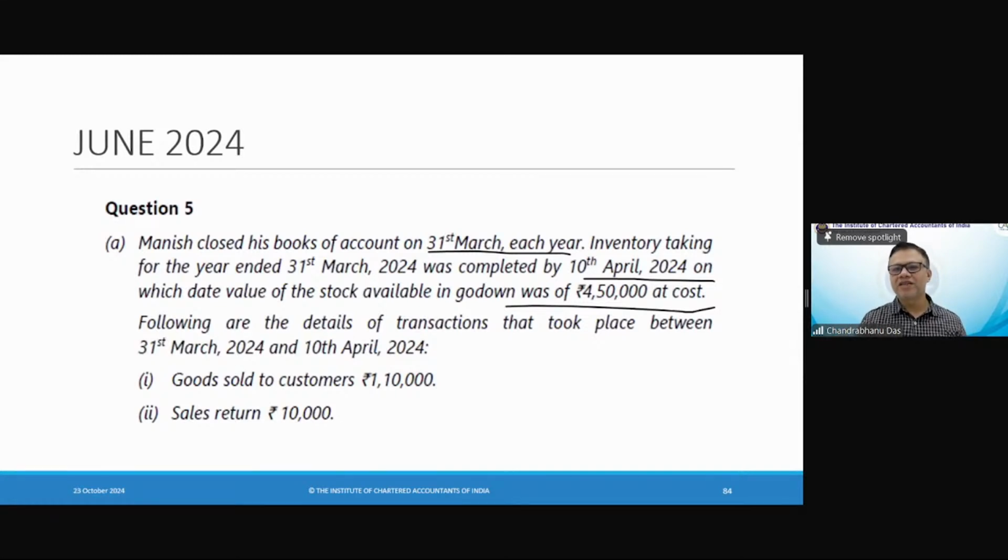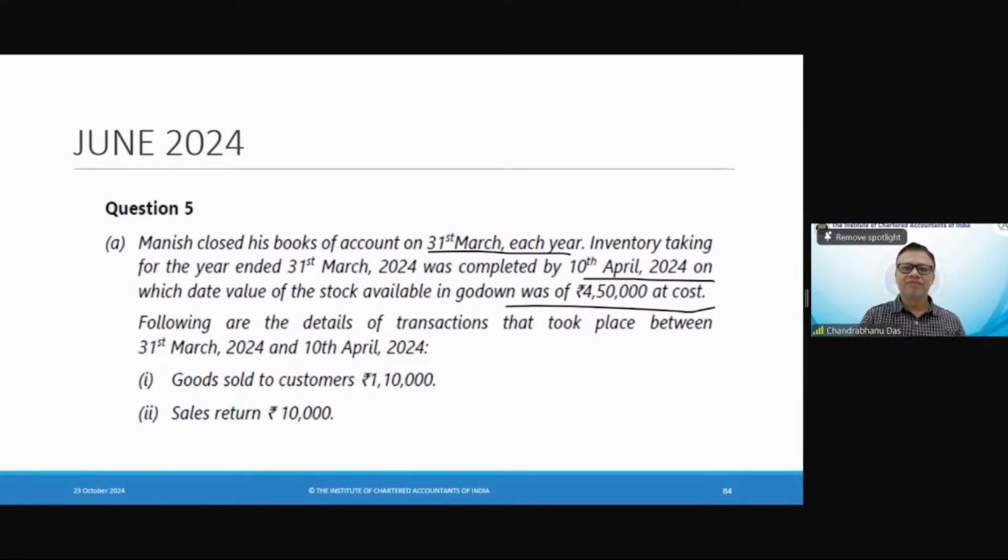Now, when I have to find the closing stock, from the opening stock I was adding purchases less closing stock. Now I'll go in reverse. When I have to find the opening stock, I have to add the closing stock, and I have to add the cost of goods sold. Then to get the opening stock, I have to add the cost of goods sold and deduct the purchases.